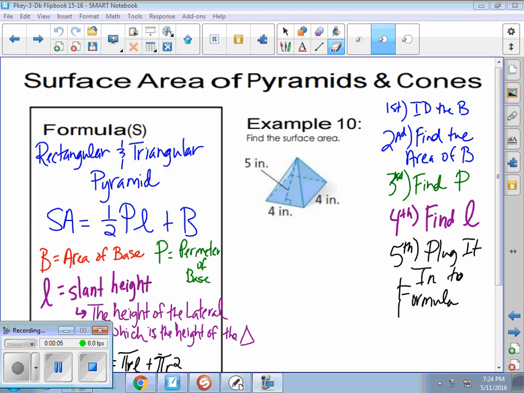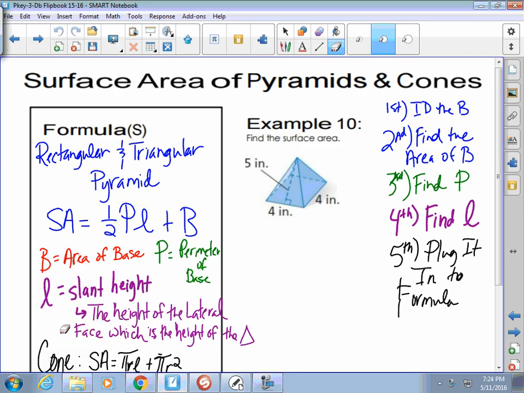Next tab we're going to do is examples 10 through 12, which is the surface area of a pyramid. So if you didn't get this information from class, I need you to get your formulas and the information to the formulas in the formula box and our steps. Get those, pause the video if you need to. I'm going to go straight into examples.